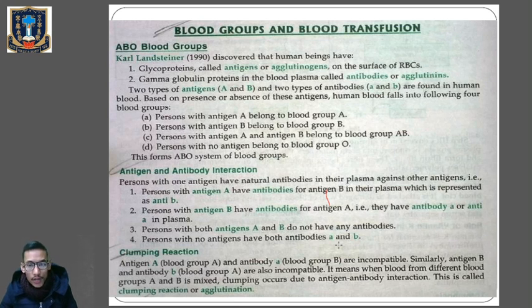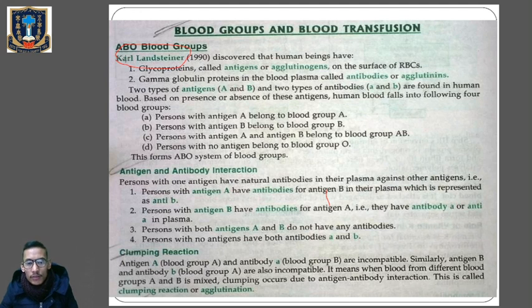Now, why do we call it the ABO blood grouping system? Because we have four types of blood group: blood group A, blood group B, blood group AB and O. So we call it the ABO blood grouping system. This system was mainly discovered by Karl Landsteiner. So kindly remember the name of the scientist, Karl Landsteiner. He discovered the ABO blood grouping system in human beings. Clear?